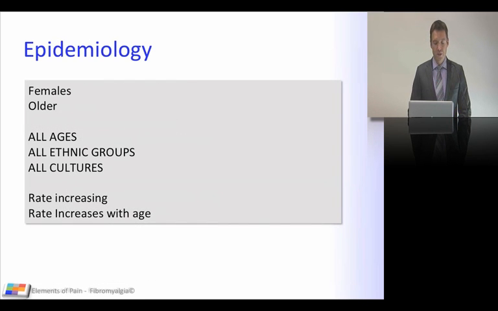Now the epidemiology is quite interesting. It occurs in females and middle-aged and older females. We know that. The ratio is about 7:1 females to males. But the interesting thing is it affects all ages, and it can affect young as well as old. It affects all ethnic groups and it affects all cultures. So all countries get patients with fibromyalgia.